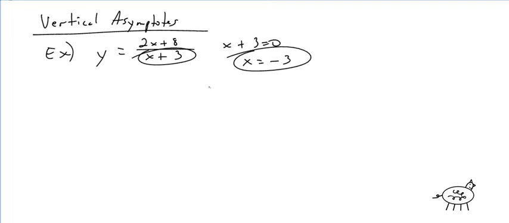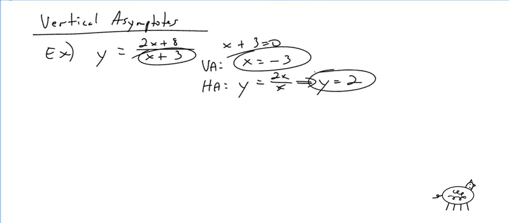What's the horizontal asymptote? So that's the VA, and let's just talk about the HA, the horizontal asymptote. That's just going to be 2x over x, so y equals 2. That's the horizontal asymptote.